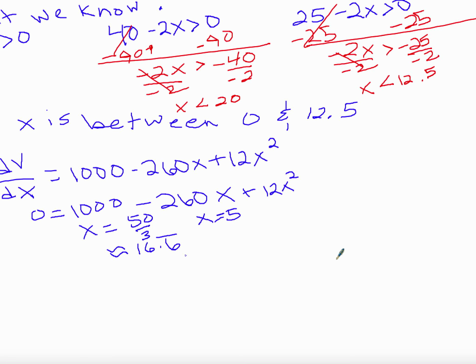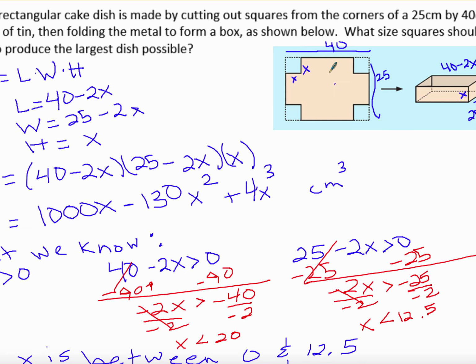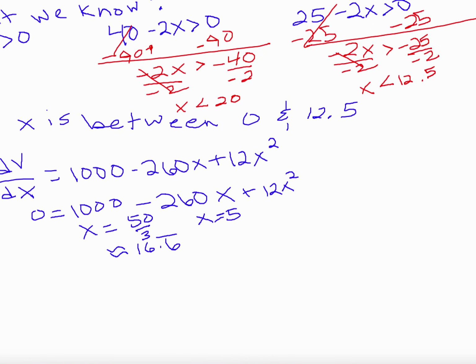If we cut out chunks that were 16.6, think about what that would mean. 16.6 across here and another 16.6 across here would overlap, and there would be nothing to fold anymore. So that's way too big. This is what we call an extraneous solution. Yes, it's a solution, but in the context of our problem, that's not going to work.